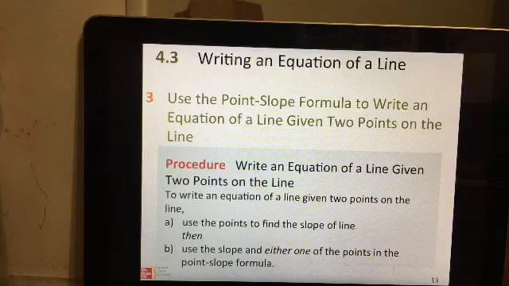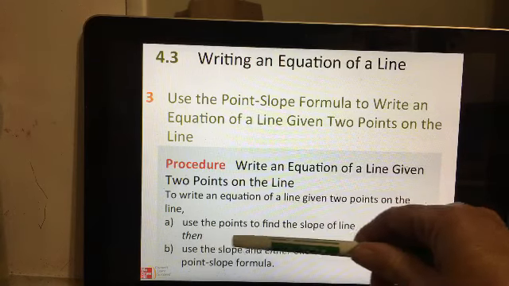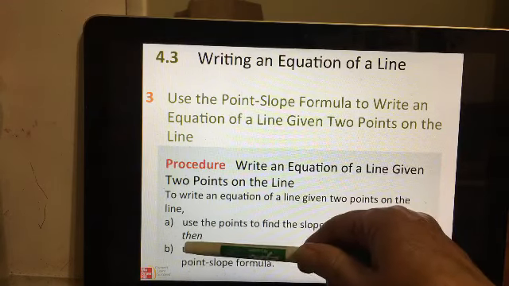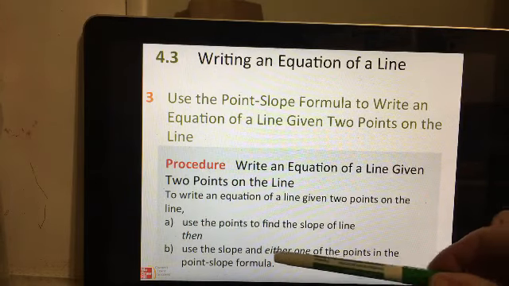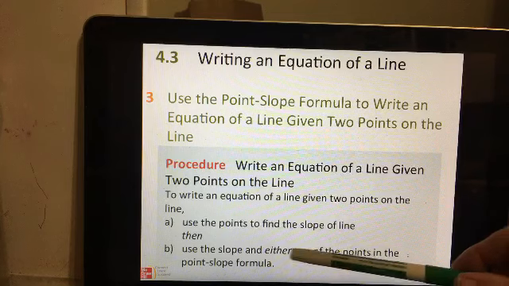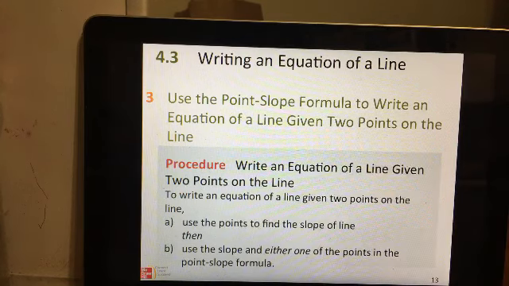All right, so now, scenario 3. Write an equation of a line given 2 points on the line. So now we have 2 points. We don't even have a slope. So this is going to be a two-part process. First, we're going to use the 2 points to find the slope of the line. And then we're going to use the slope and one of the points. Notice I can use either one of the points to get it into the point slope formula.